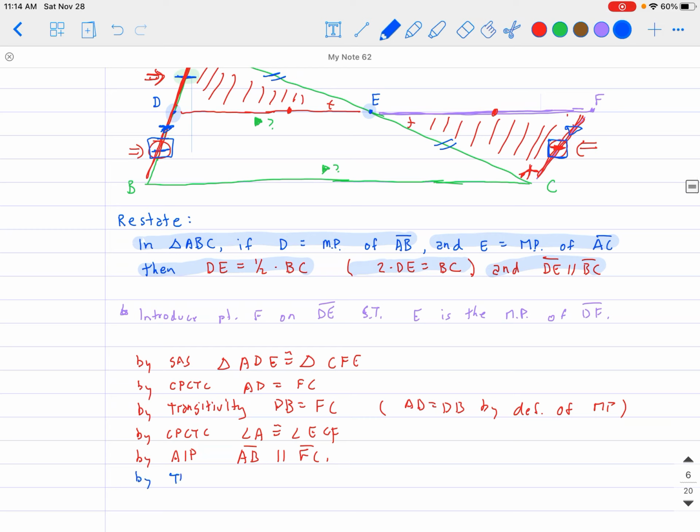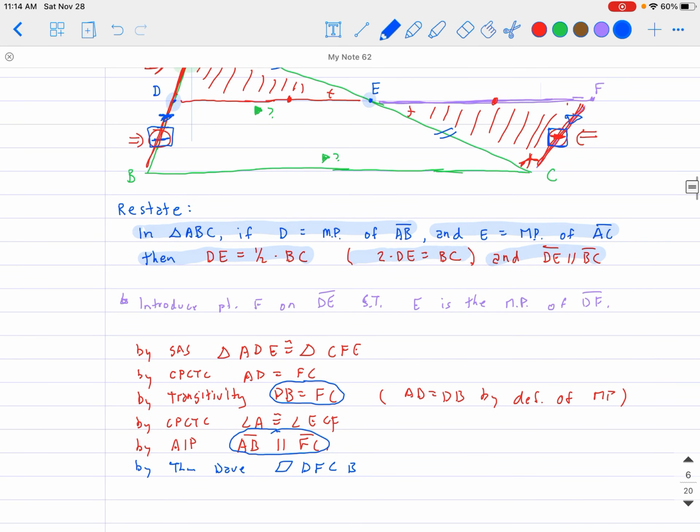So now we can say by Theorem Dave, and I really should give it a better name, that we actually have quadrilateral DFCB is a parallelogram. We can say that it's a parallelogram because, again, the opposite sides are congruent and the opposite sides are parallel. And that right there is definitely going to help us conclude it, because if you have a parallelogram, that tells me that DF, or DE, is going to be parallel to BC by the definition of parallelogram.